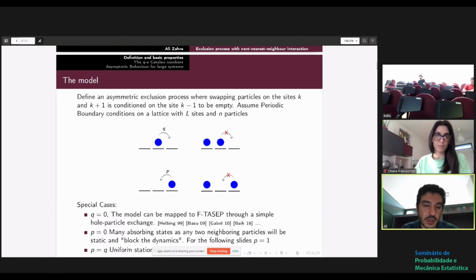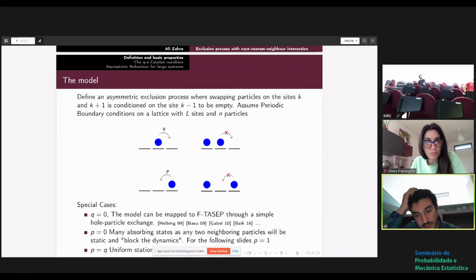Other special cases: for b equal to 0, you have many absorbing states. Actually, any two neighboring particles will just form a block, and they cannot move anymore. So it's not very interesting. For the moment, I will just consider that b is not 0, and you can rescale it to 1. That's what I will do for the next slides. Another particular case, which simplifies the dynamics, is p equals q. Then you just have a uniform measure.